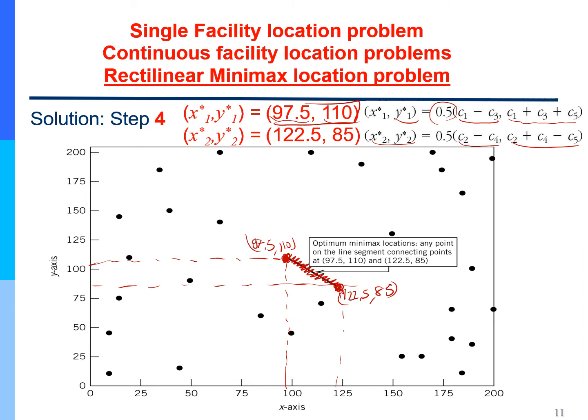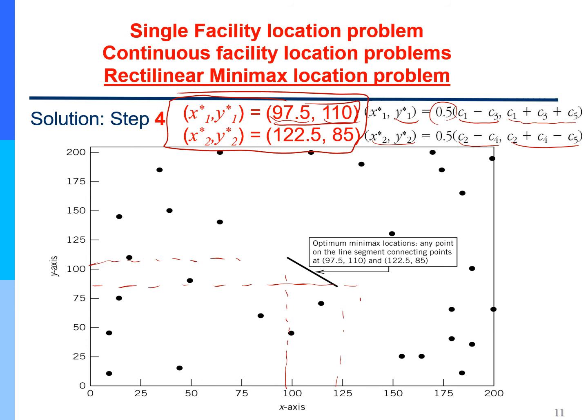Okay, now you can ask this question. After finding these two coordinates, we know that the optimal location of the facility will be on the line segment connecting these 2 points. But mathematically, how can we represent those points? Actually, if you remember your LP course, we already represented such alternative solutions in a similar way.